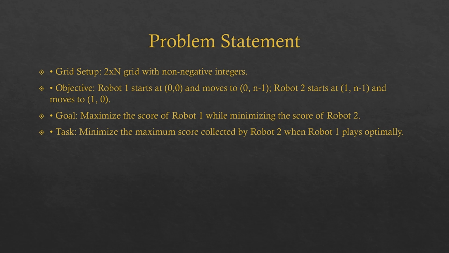In this problem, we have a 2 cross n grid filled with non-negative integers. Two robots start at opposite ends of the grid, robot 1 at (0, 0) and robot 2 at (1, n-1). The goal is to maximize robot 1's score while minimizing robot 2's score. Both robots pick up all points from the cells they pass through, and we must minimize the maximum score collected by robot 2 as robot 1 plays optimally.